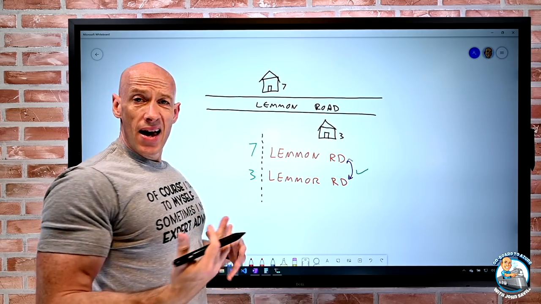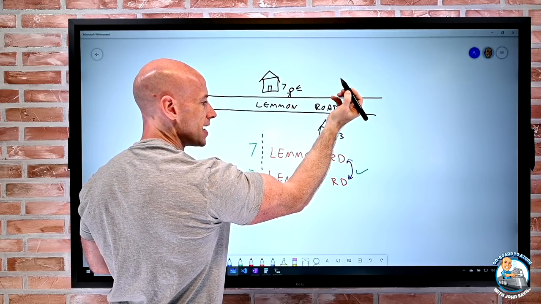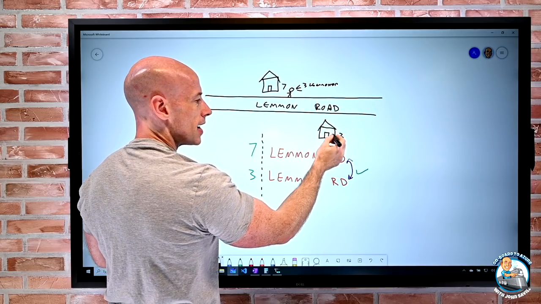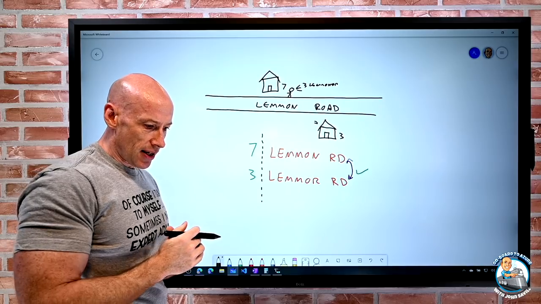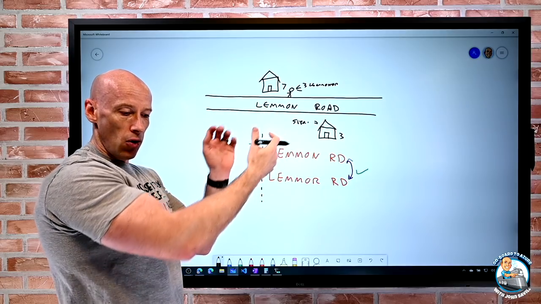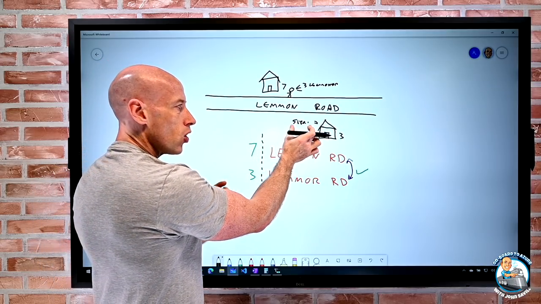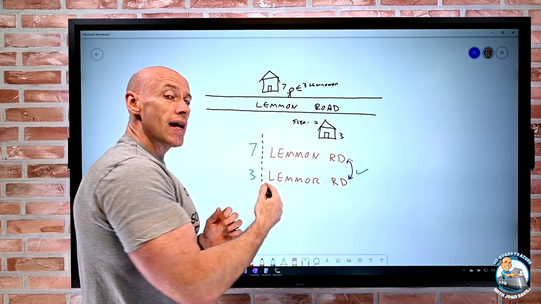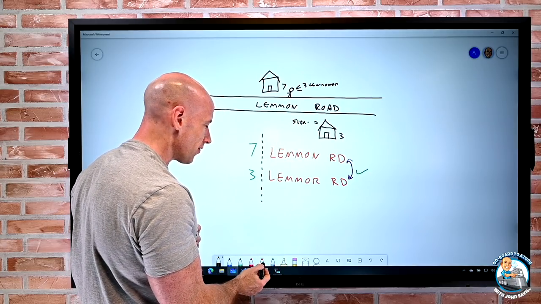Because I don't know where that house is, what actually happens is I go out and stand on the edge of the street and shout out, hey, who is at number 3 Lemon Road? Then that person hears it and shouts back their latitude and longitude. They say, I'm at 51.4, and this is in Greenwich, so it's on the Greenwich meridian. So now I know the absolute physical location of that house, and I will just go and deliver that myself.